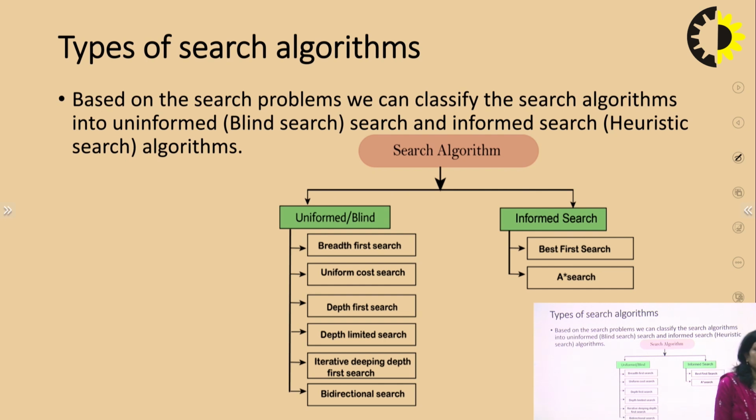Now, types of the search algorithm. Based on the search problem, we can classify the search algorithm into uninformed, meaning blind search, and informed search, meaning heuristic search algorithm. So, blind search has 6 types. First one is breadth first search, uniform cost search, depth first search, depth limited search, iterative deepening depth first search, and bidirectional search. And informed search is divided in 2 parts: best first search and A star search.